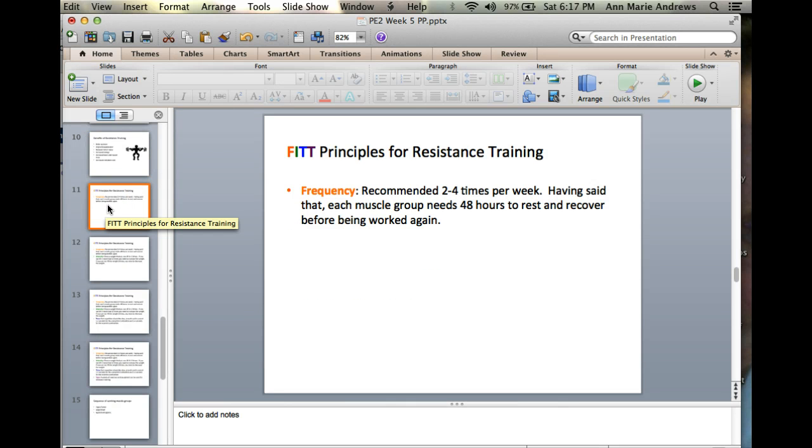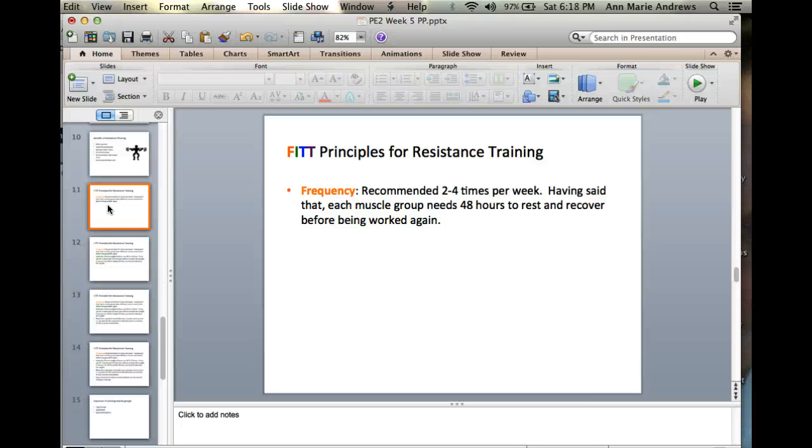Okay, so now we're going to quickly go through the FIT principles of resistance training. So, frequency. It's recommended to do it 2 to 4 times per week. Each muscle group needs 48 hours to rest and recover before being worked again. So, you can't do 4 times a week and do the same muscle groups when you're doing resistance or weight training. You need to give them at least 48 hours to rest. Because they've got to have that time to rest, recover, and repair themselves before they can be worked again, or you're just going to keep tearing them down. So that's really important to remember.